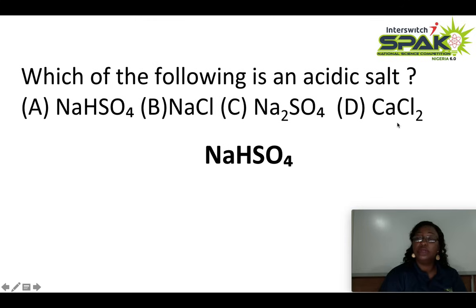The same goes for calcium chloride. Calcium is from a strong base, and hydrochloric acid is also strong. So these also give a normal or neutral salt. So the answer here is NaHSO4.